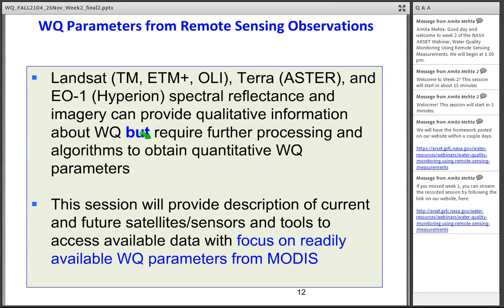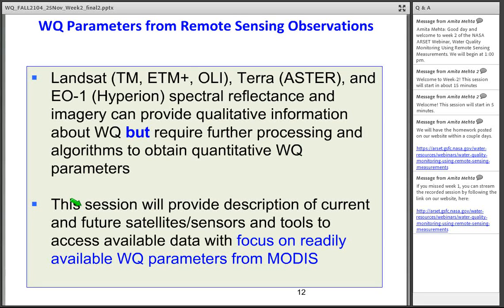However, to get further quantitative information about particular water quality parameters, more processing is needed. Algorithms have to be developed, and in situ measurements are also used to derive a relationship between satellite measurements and in situ parameters. These relationships are then used in algorithms to convert all other satellite data into parameters. So more processing is needed.